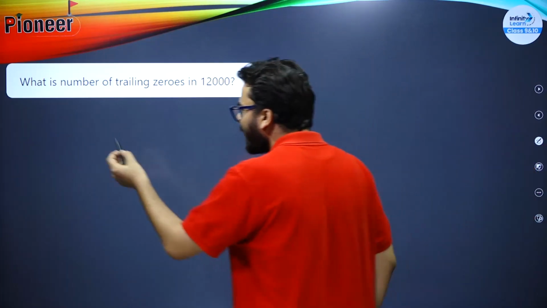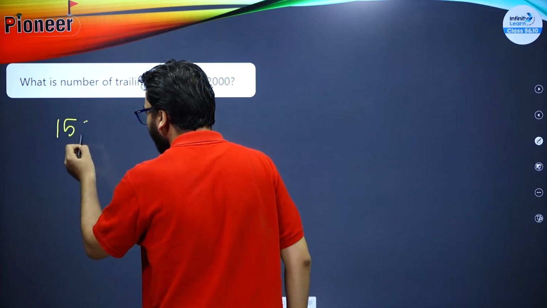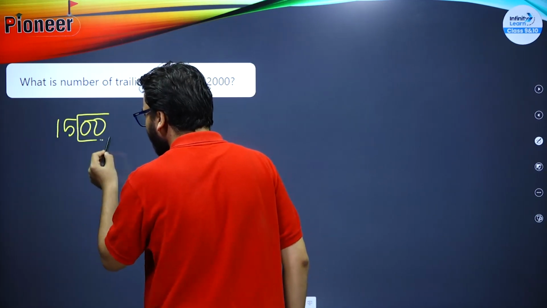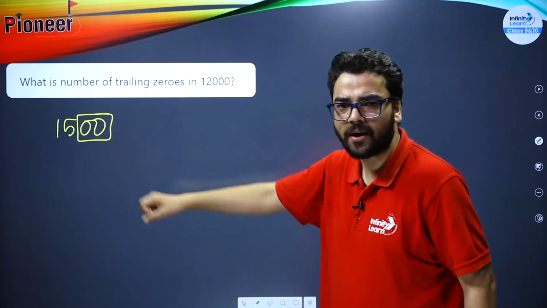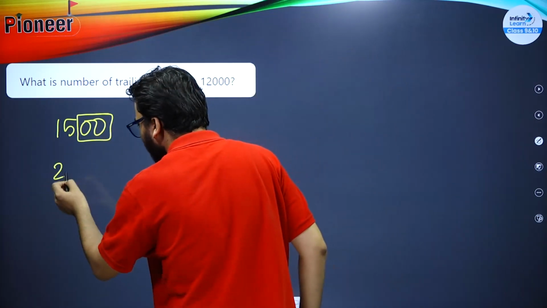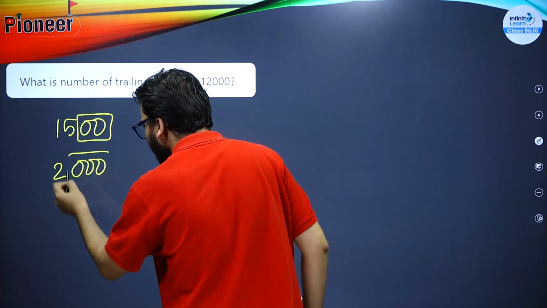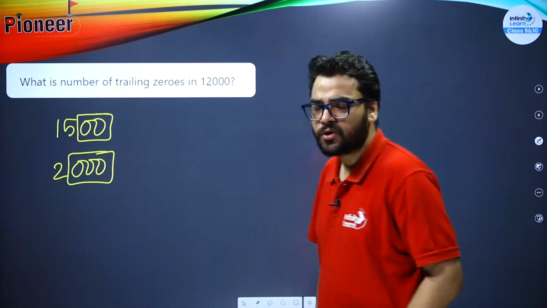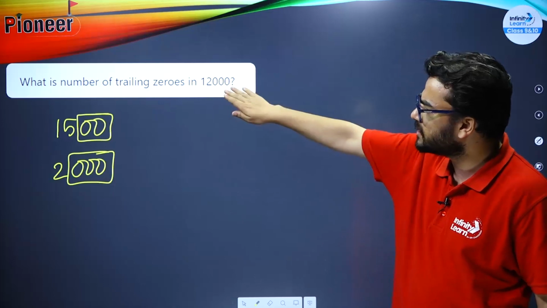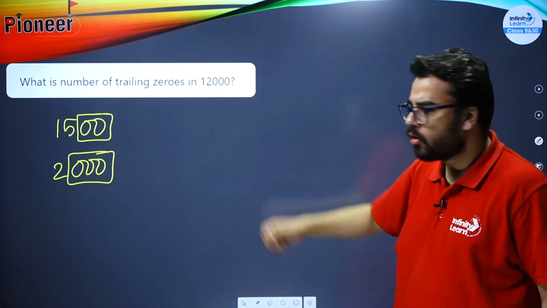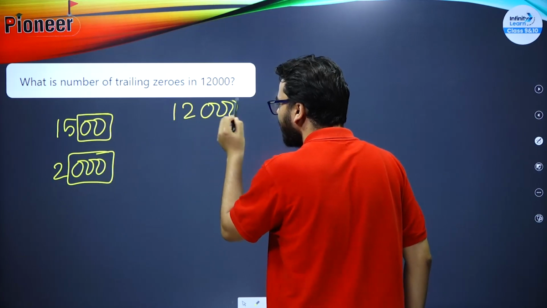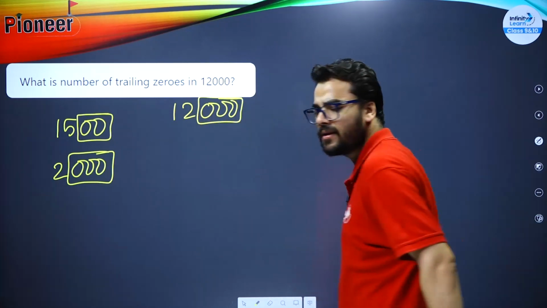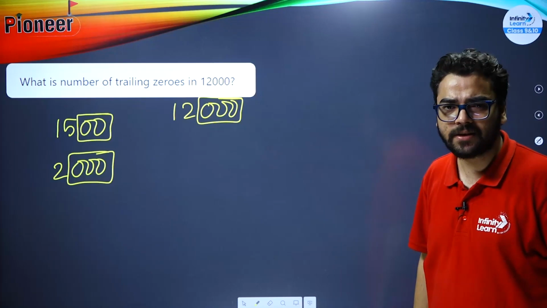For example, I write 1500. Number of trailing zeros means the number of zeros at the end. So over here 2 trailing zeros are there. For example, you are writing 2000. So 3 trailing zeros are there. So we want to find over here, this question is very direct. Over here it is 12,000. So the number of trailing zeros is 3 only, right? You cannot do anything. Number of trailing zeros is 3 only.